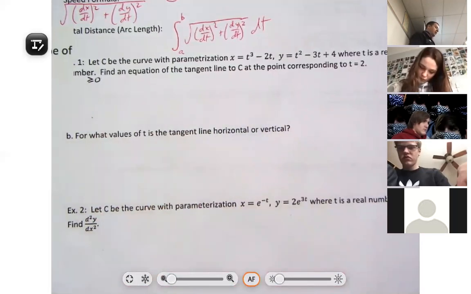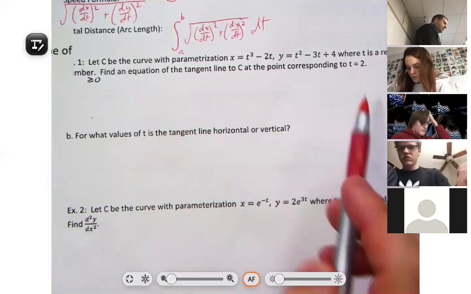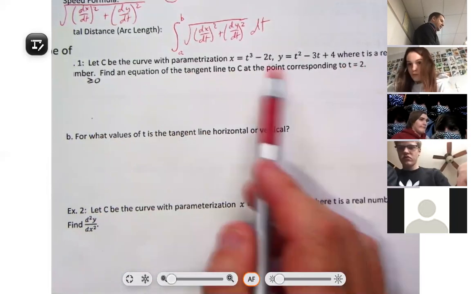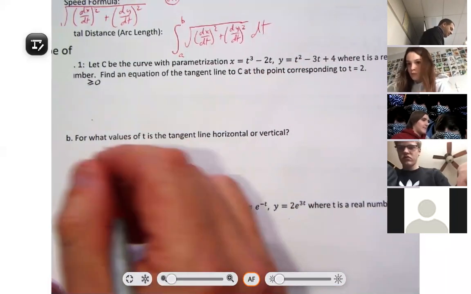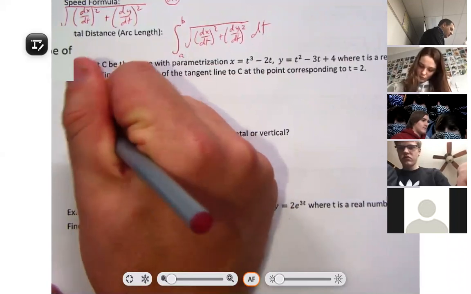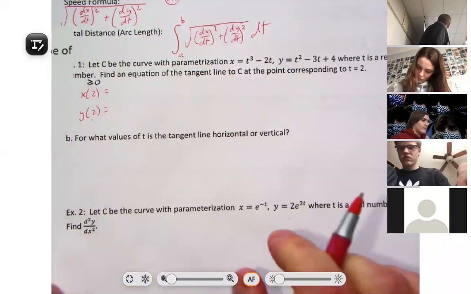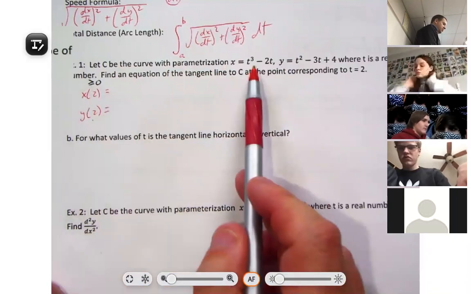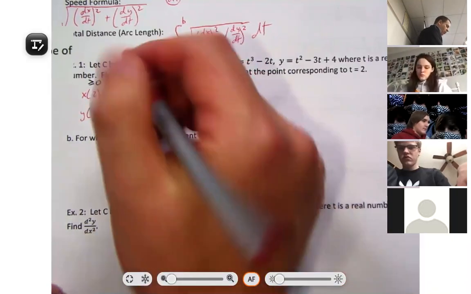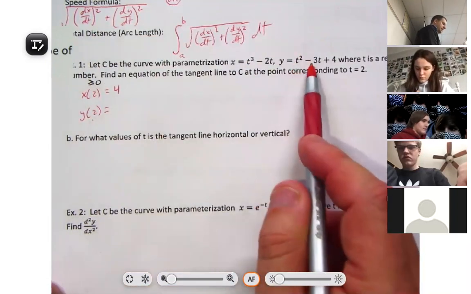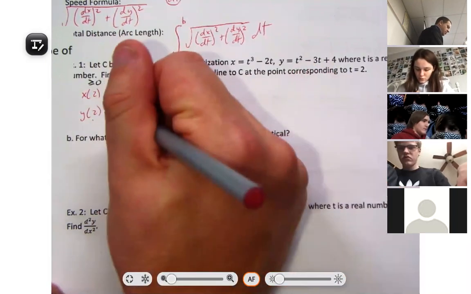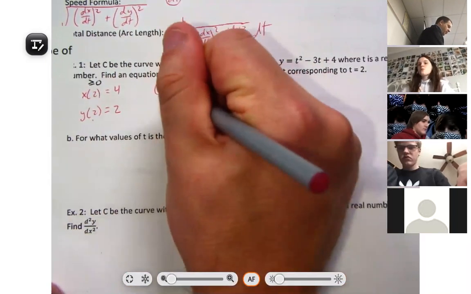Okay. So if I want an equation of a tangent line, I need a point and slope. If we need a point in the coordinate plane, then we need to figure out at t equals 2, what's the x coordinate and what's the y coordinate. We have to find the initial point. So I need to find x of 2 and y of 2. I'm just plugging 2 into the two equations they give. So x of 2 is 8 minus 4, so 4. And y of 2, 4 minus 6 is negative 2, plus 4, that's 2. So my ordered pair is (4, 2).